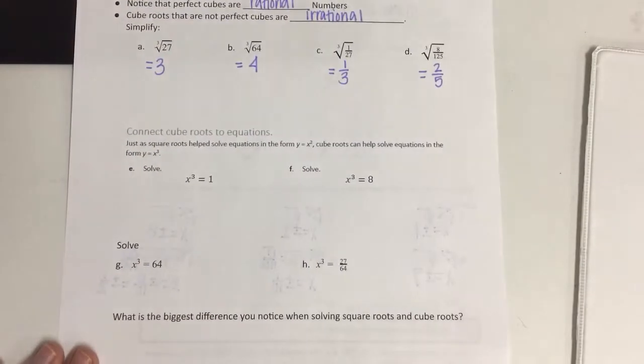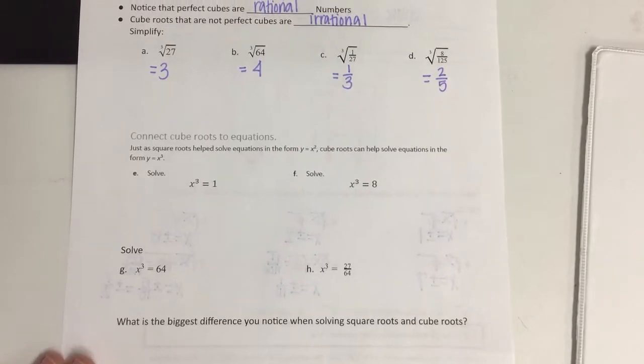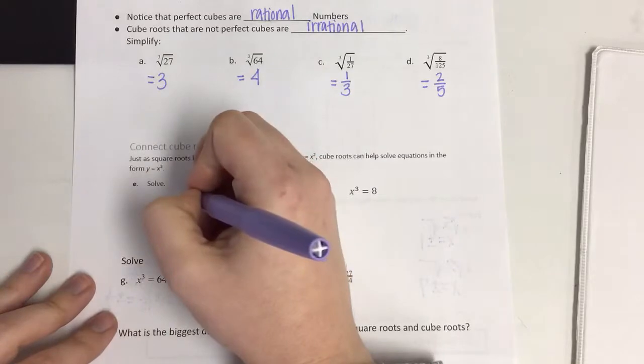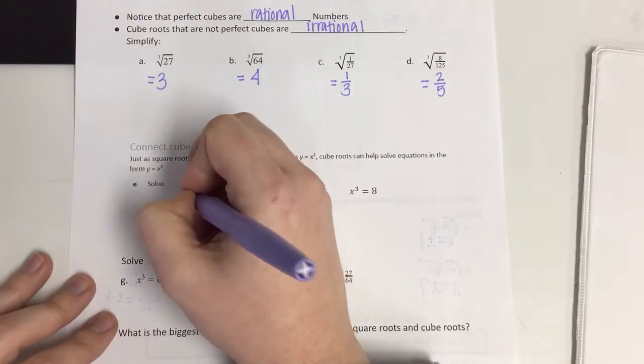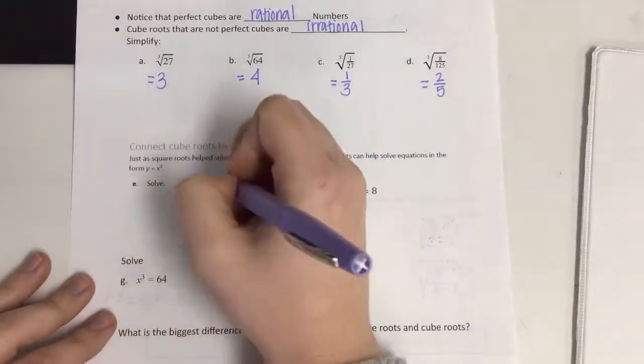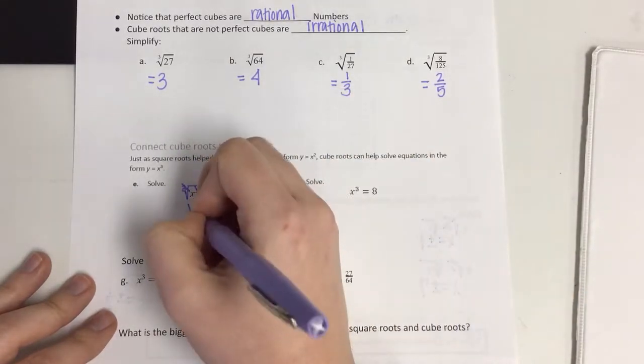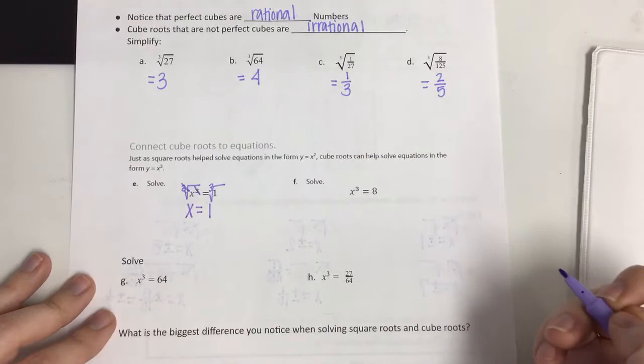So let's connect this to equations. We need to solve. In order to get rid of a cubed, just like a square, we have to do a cube root. And we have to do a cube root on both sides. So our cubes and cube roots are going to cancel. I get x equals 1.